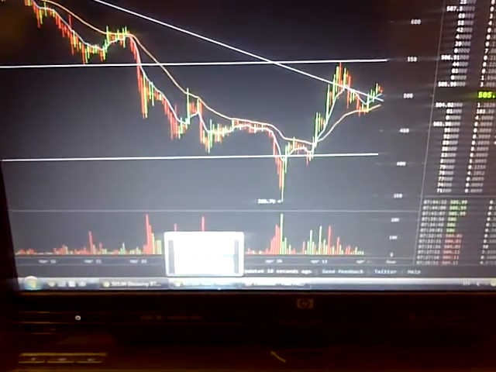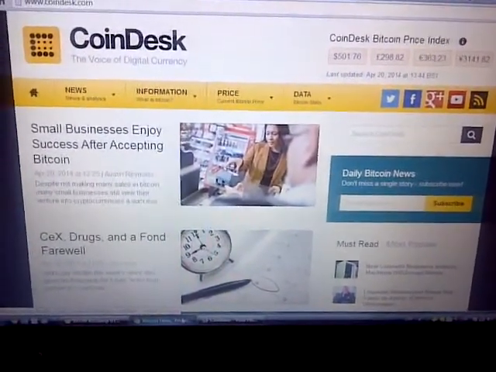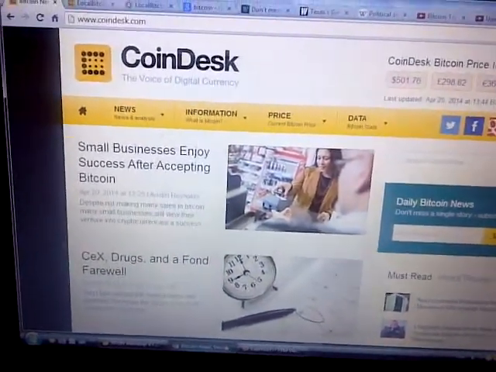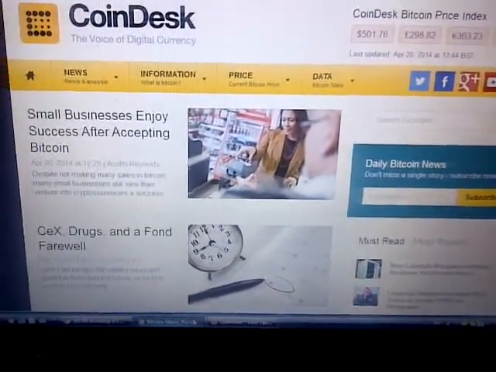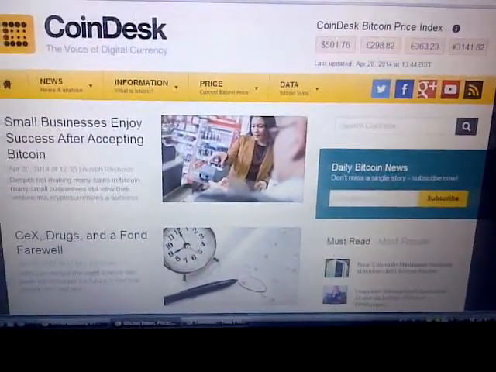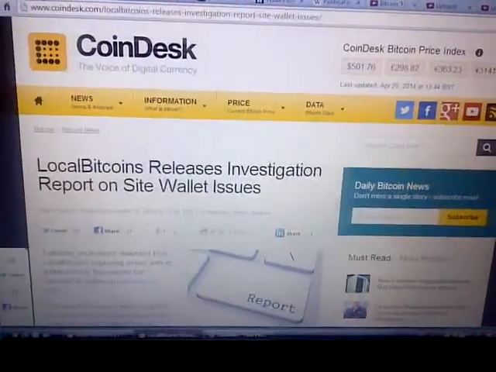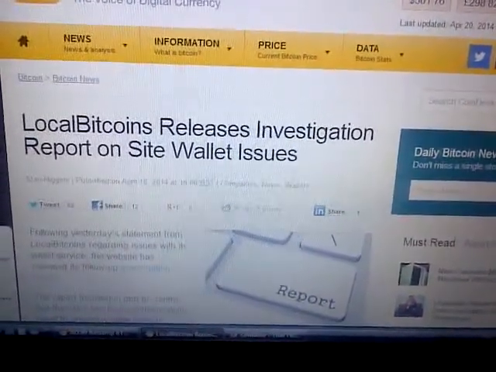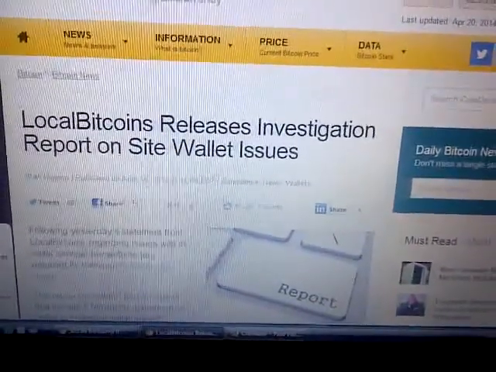Coinbase has been good, although it missed, I think, an important news about Bitcoins and PAX, so hopefully they'll report on that when it's more substantial. But something I wanted to go back on was Local Bitcoins releases investigation report on site wallet issues. So I do want to look at that because I do use Local Bitcoins.